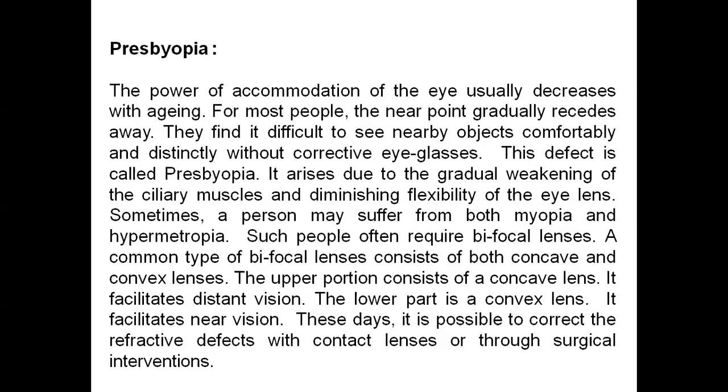A common type of bifocal lens consists of both concave and convex lenses. The upper portion consists of a concave lens, which facilitates distance vision, and the lower part is a convex lens, which facilitates near vision. These days, it is possible to correct refractive defects with contact lenses or through surgical intervention. So now, here we showed three types of defects.